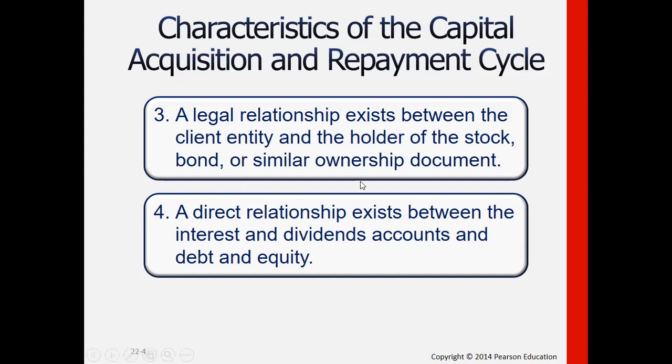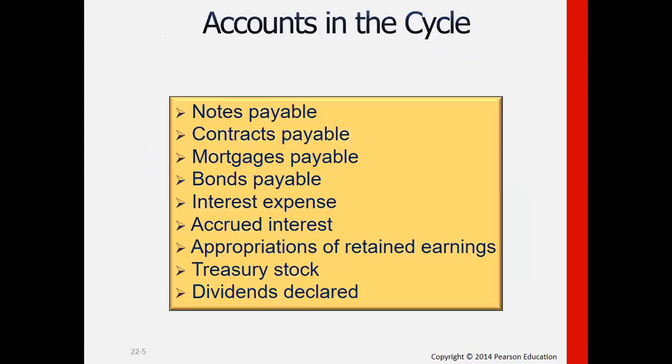Then, similar ownership documents. Whoever has transactions with our client or clients normally has legal relationships. Number four, a direct relationship exists between the interest, for the debt, and dividends, for the equity accounts or the stocks or shares of the corporation. Then these are the accounts. There's a list, although not exhaustive, meaning this is not a complete list of accounts that are affected by the cycle. The cycle, again, is capital acquisition and repayment.